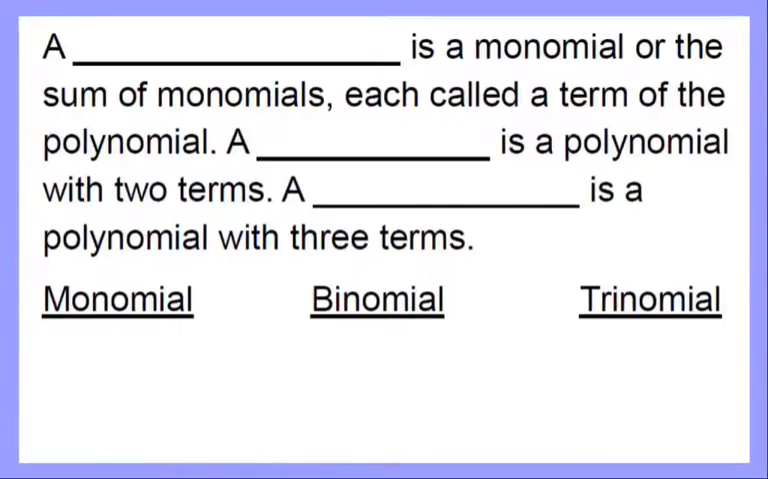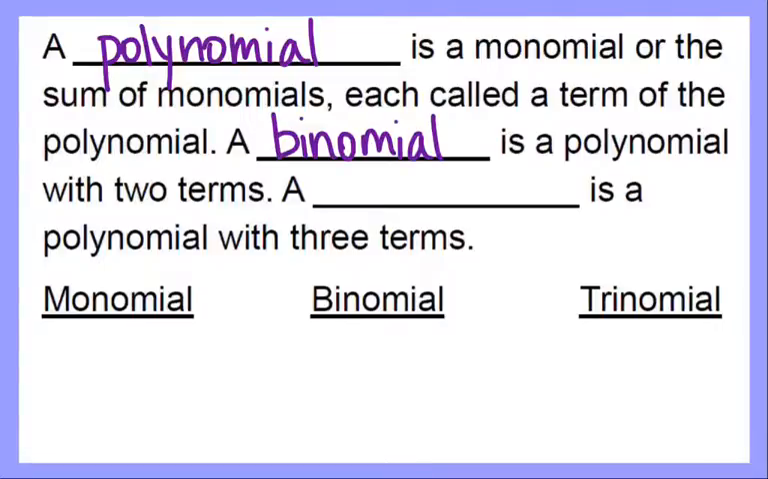Okay, so we're going to start talking about polynomials. So this is on the upper left-hand side if you open up the foldable. So a polynomial is a monomial or the sum of monomials, each called a term of the polynomial. A binomial is a polynomial with two terms. A trinomial is a polynomial with three terms.